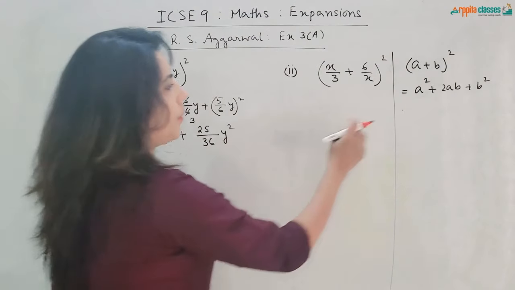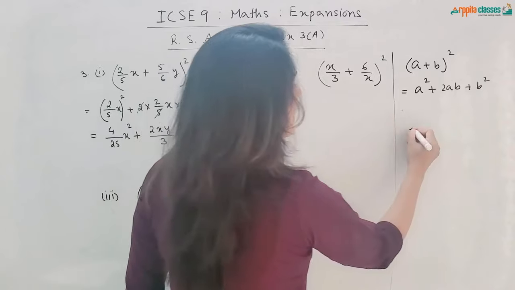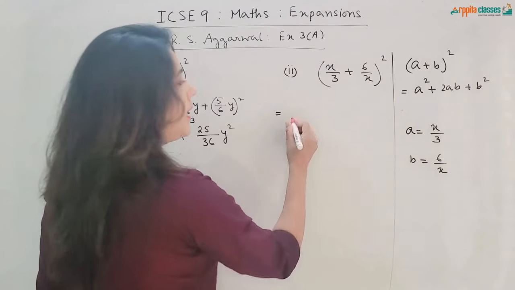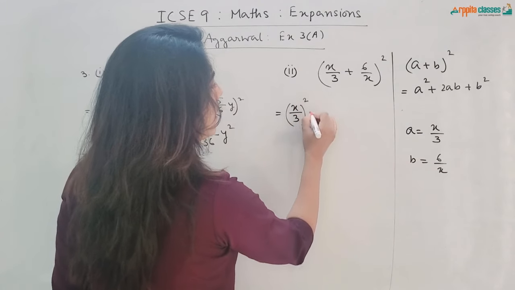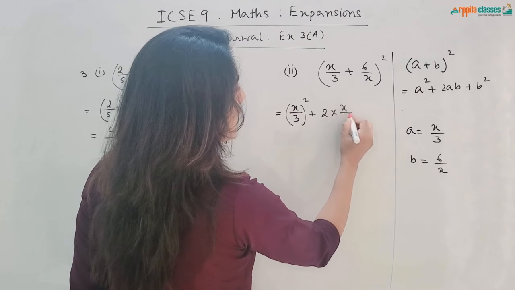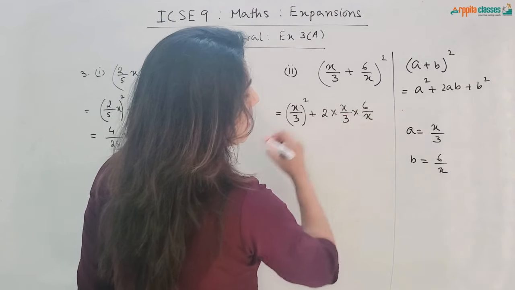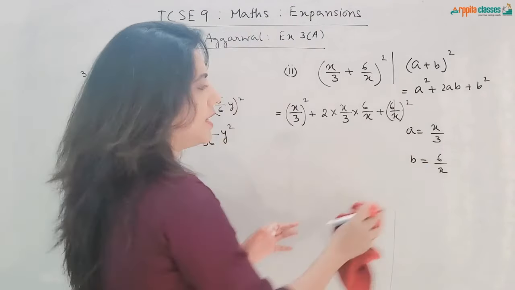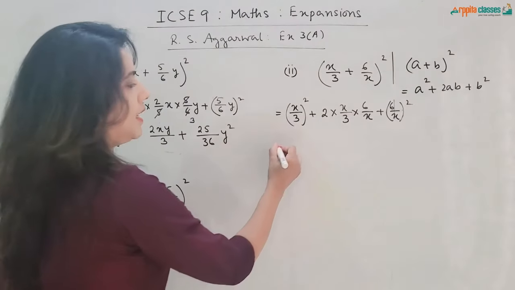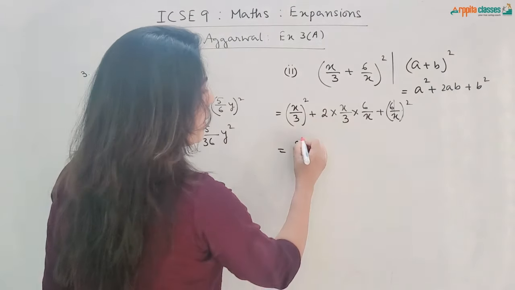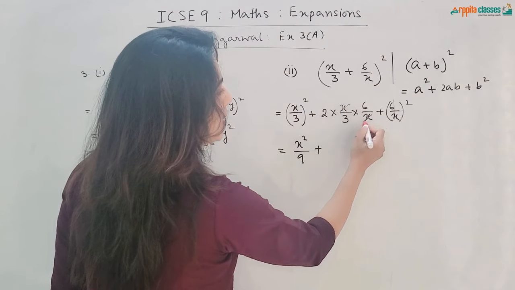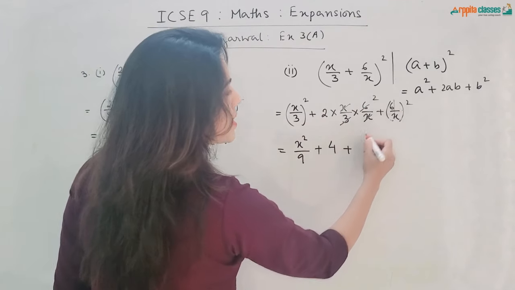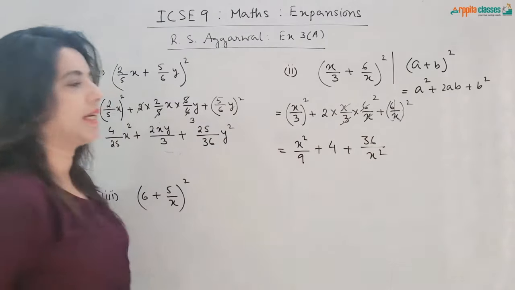Let us come here. You can see a is equal to x by 3 and b is equal to 6 by x. So we are going to write a square, that is (x by 3) the whole square, plus 2ab, so 2 into a, that's x by 3, into b, that's 6 by x, plus b square, that's (6 by x) the whole square. Okay, so now I'll just rub this. Yes, now (x by 3) whole square, x square by 9, plus, here x and x will get cancelled, 3 and this will get cancelled, so 2 into 2, we have only 4 here, plus 6 square, that's 36 upon x square. So this is the expanded form.